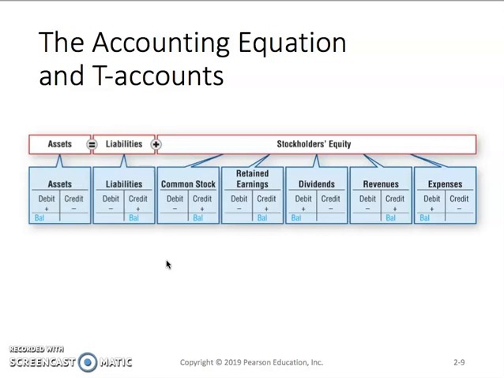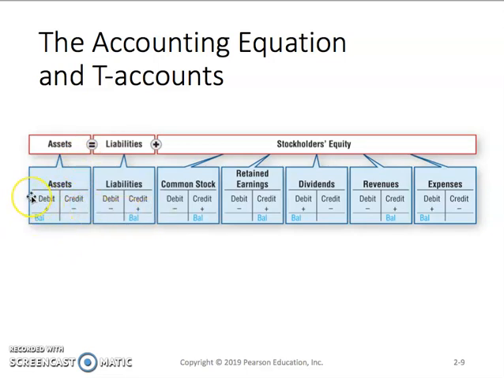So what are we looking at here? We're looking at the top, right? We've got the fundamental accounting equation: assets equal liabilities plus stockholders' equity. And then we've got a breakout of the different types of accounts that fall within those categories. And so assets, pretty straightforward. It's your assets. And down here, we've got the debit and credit and the plus sign.